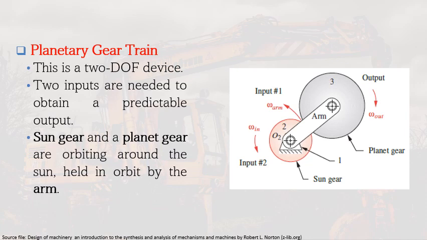The sun gear and planet gear are orbiting around the sun, and they are held in orbit by the arm. So we have here the sun gear, the smaller one, and then we have the output gear, which is the planet gear, and they are held together by the arm. Our inputs here are the angular velocity of this sun gear as well as that of the arm, and the output would be the rotation of the planet gear. So this is already a planetary gear.